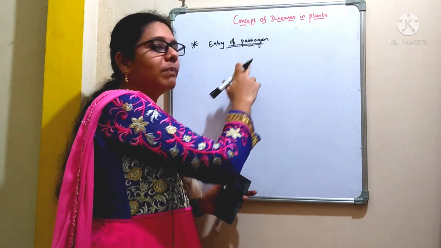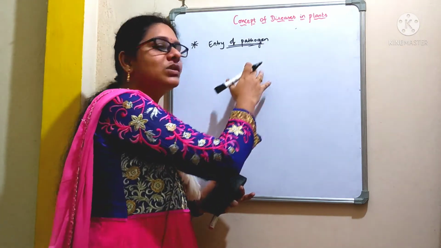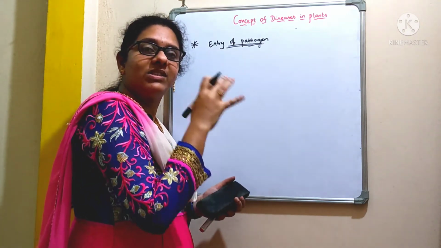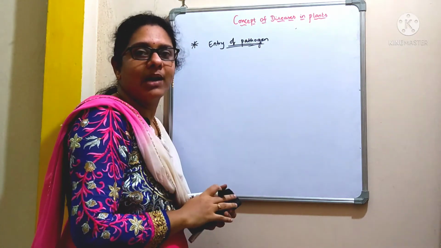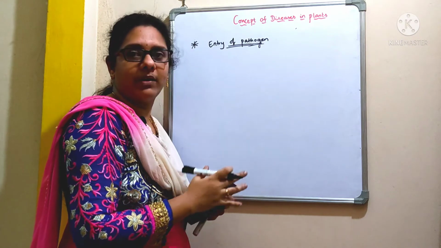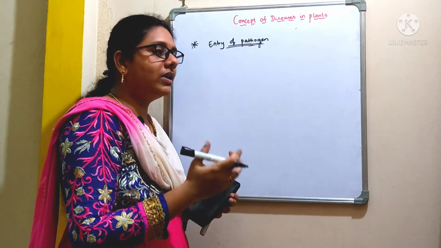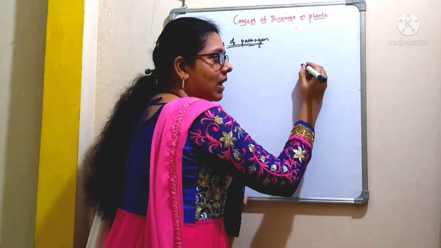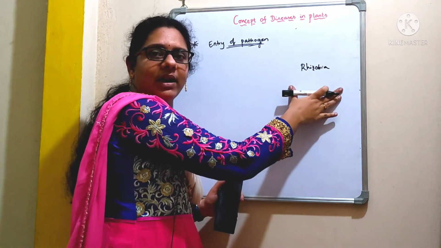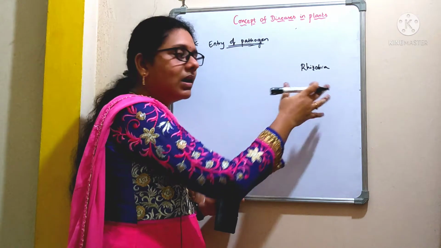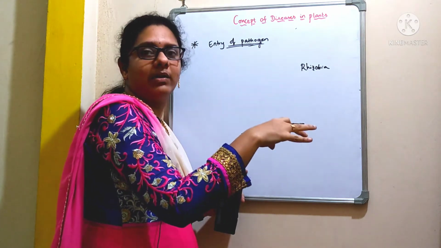Coming to the entry of pathogen. So what is meant by pathogen here? The organism which is capable of causing infection in plants is called a plant pathogen. Of course, there are beneficial bacteria too. If we take the example of rhizobia, it's a symbiotic bacteria, right? What is meant by symbiosis? Here both the organisms will get benefit.